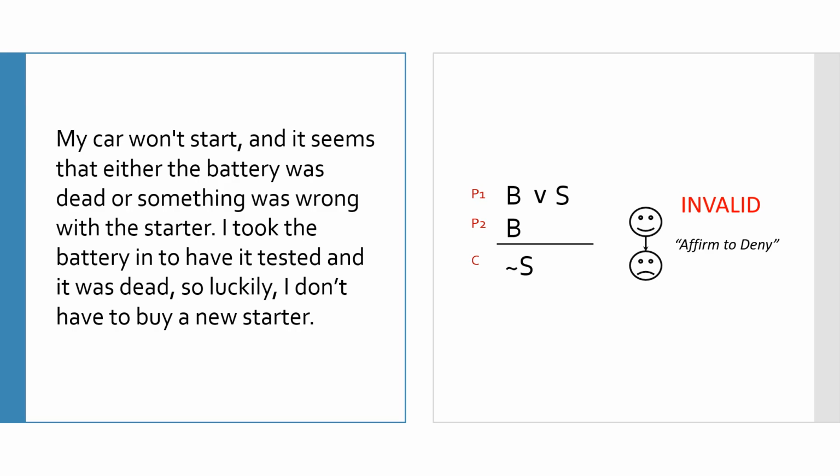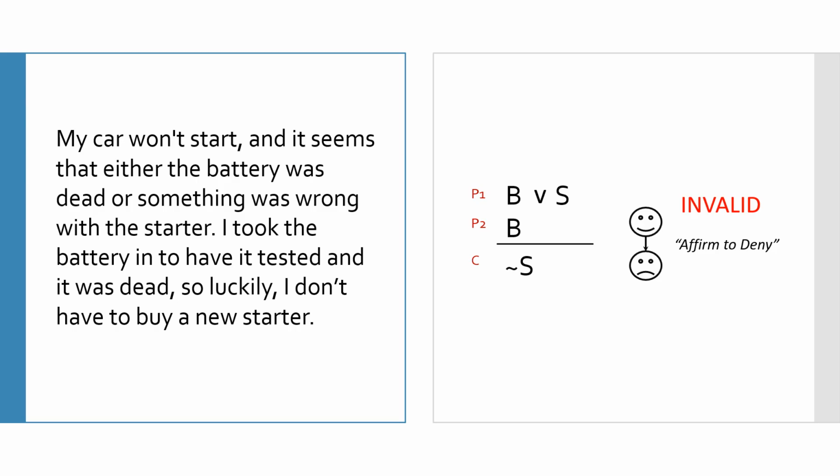Now, notice this is an invalid argument, and it's invalid, if you think about it, for a pretty obvious reason. There's nothing necessary about this conclusion. The fact that the battery was dead is not sufficient reason to think that the starter isn't broken too. I haven't eliminated that possibility. And frankly, if you've ever owned a car, it's very likely that one or more of these things is going to be broken. Notice in this case, what makes this invalid is that the disjunction itself is simply an inclusive disjunction. There's nothing about this that says it can't be both. So simply saying one must be true is not enough to say that the other one is not true.